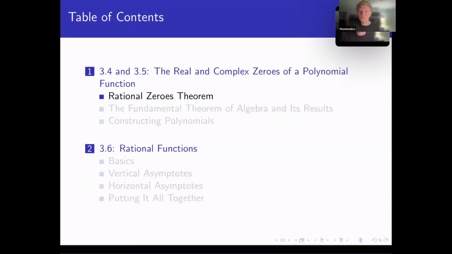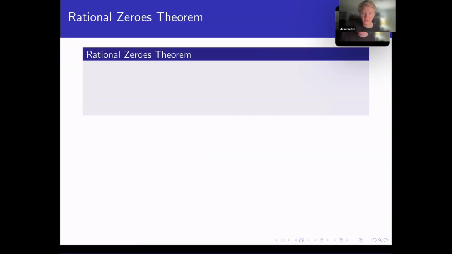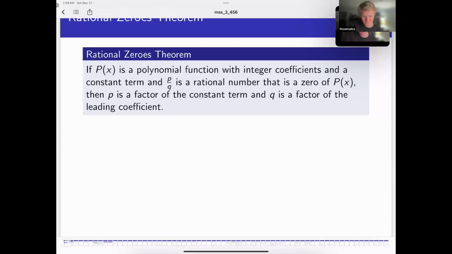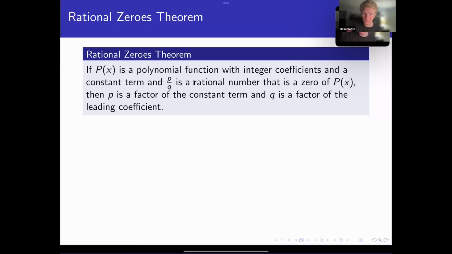So let's start with the rational zeros theorem. Now, the rational zeros theorem is just this quirky little thing that's actually pretty nice from what we just did in 3.3 with polynomial long division. But what it says is this. If a polynomial has integer coefficients, which in a lot of cases it will, and p over q is a rational number that is a zero of P of x, then p is a factor of the constant term and q is a factor of the leading coefficient.